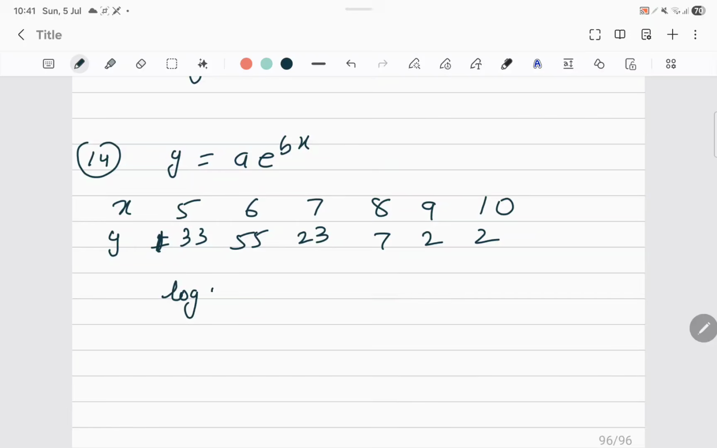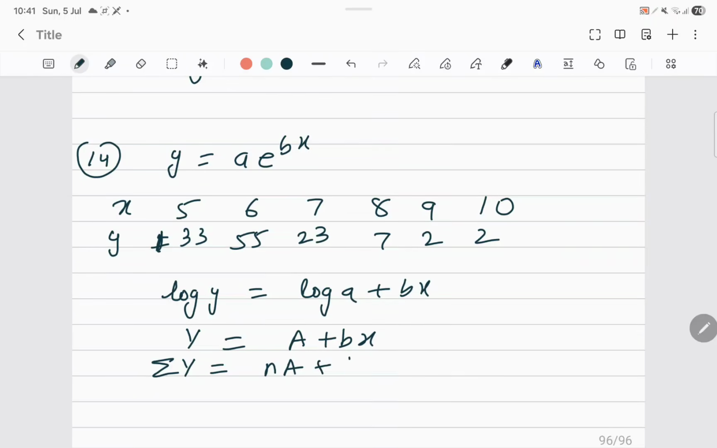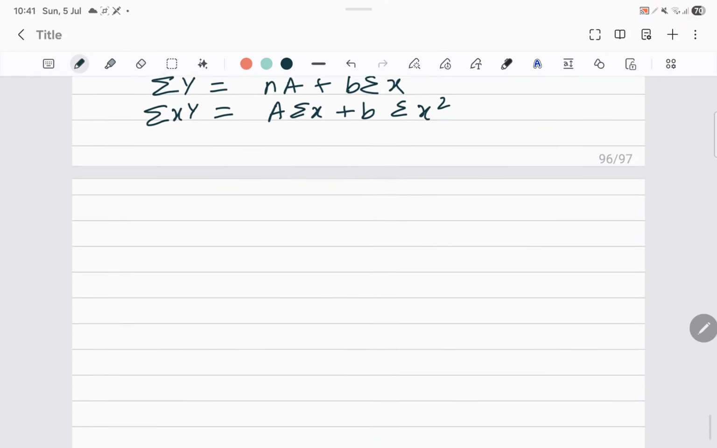For that I need to take log. So log y is equal to log a plus bx. So capital Y is equal to capital A plus bx. So summation y is equal to na plus b summation x, and summation xy is equal to a summation x plus b summation x square. Okay, these are my normal equations.